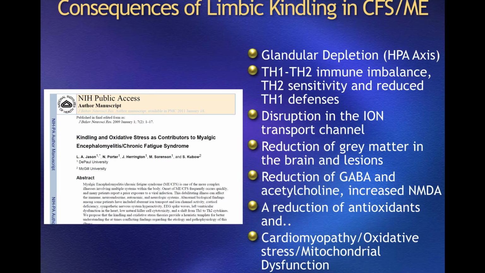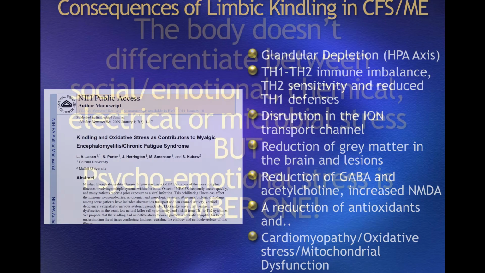Reduction of GABA, the calming neurotransmitter, changes in acetylcholine, increased NMDA, which is an excitatory neurotransmitter, reduction of antioxidants, and all that leads to what? Cardiomyopathy. Well, that's all linked to mitochondrial dysfunction and increased oxidative stress levels, which is really where a lot of the research in chronic fatigue is now focusing.